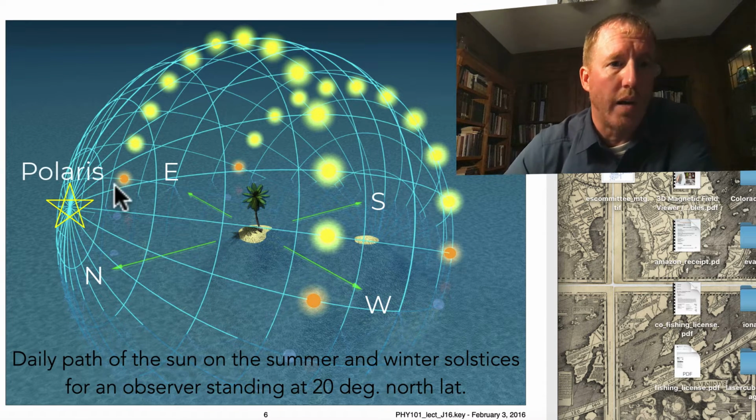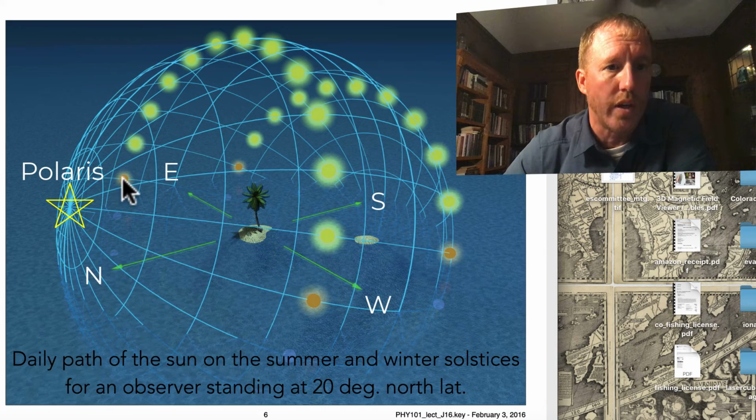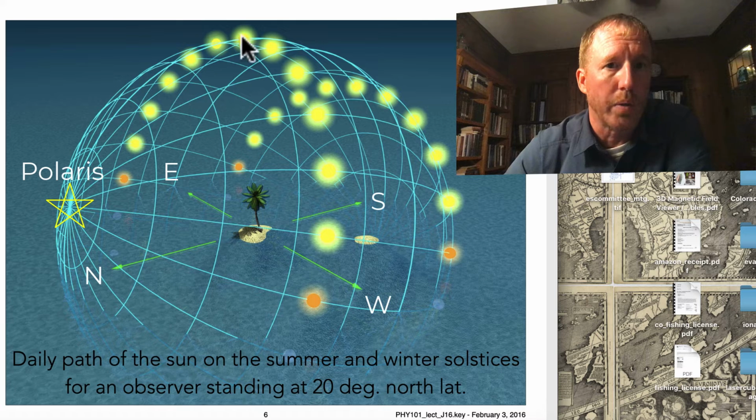So when the sun rises to the northeast on the day of the summer solstice, it goes up like this, and it sets once again in the northwest. And then, as the year progresses, we get to about September 20th, 21st, and on that day, the sun will be rising directly to the east. It will be traveling through the sky and setting directly to the west.